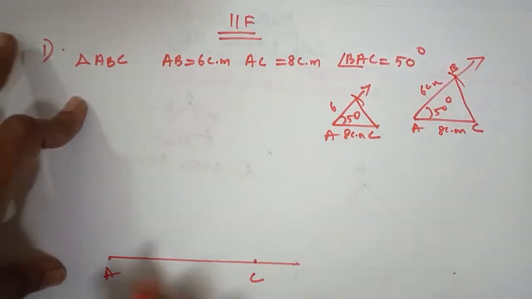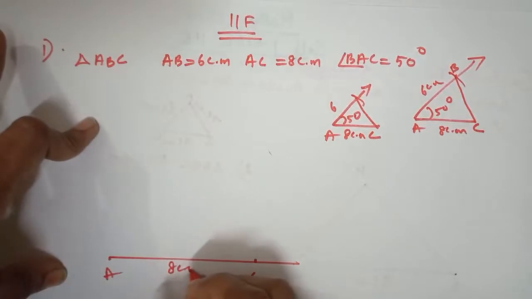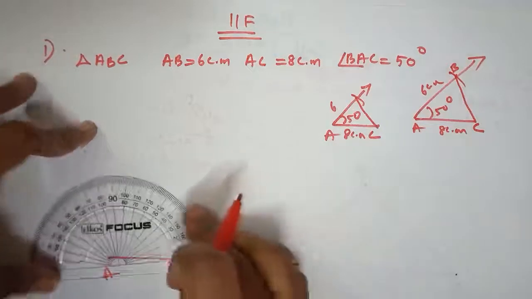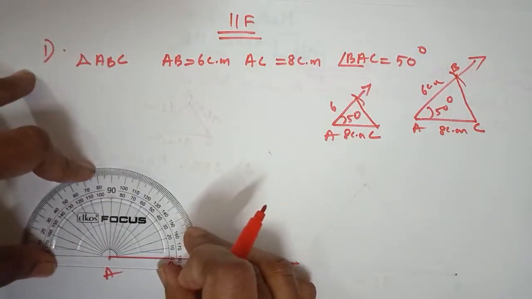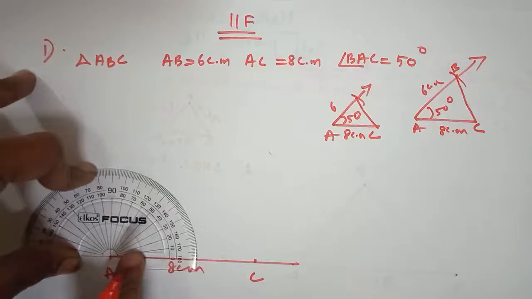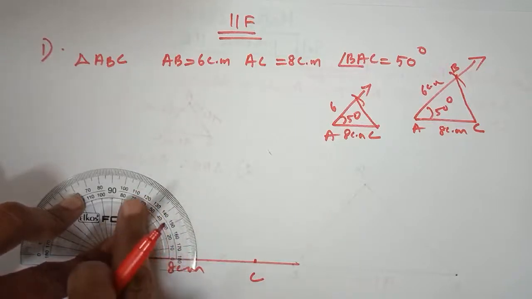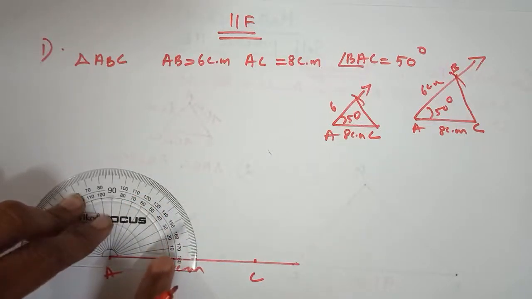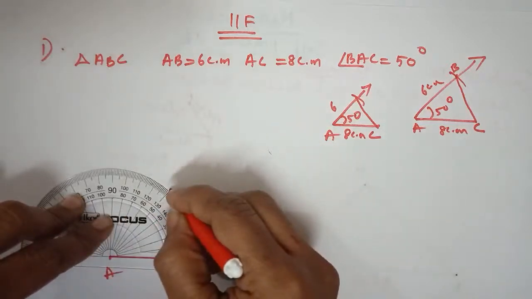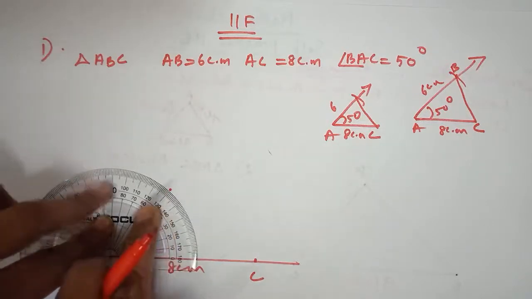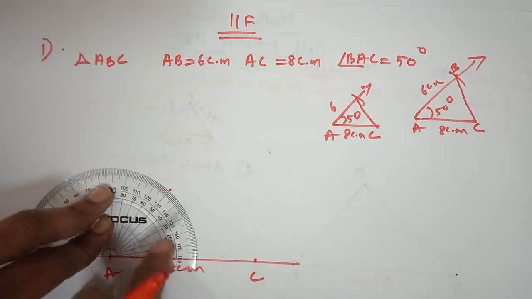Is it clear? So here I have taken AC 8 cm. Is it clear? Then BAC 50 degrees. So angle BAC. Students listen. Here you should take the upper values, the downside values. Upside values are there, and downside values are also there. You should see the downside values. Where is 50 degrees? Here, 50 degrees. Okay, because the baseline is here. So you have to start from the baseline. This is a very important point, students. You have to start from the baseline.